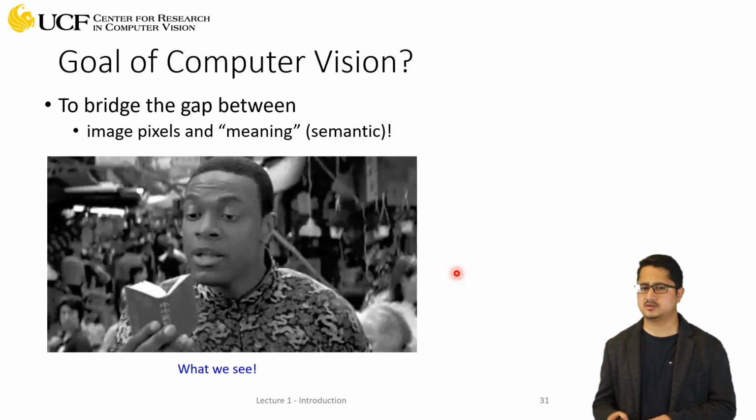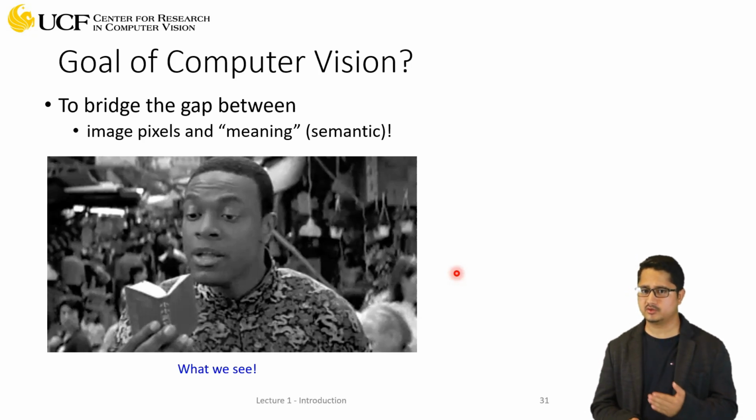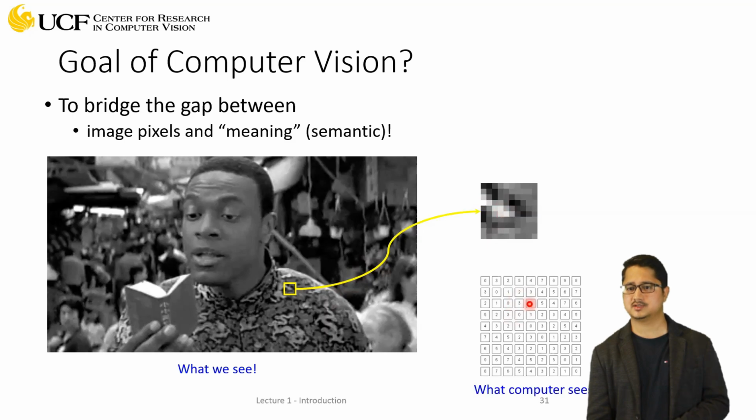Now, let's try to understand why it's so difficult. If you look at this image as a human, we can easily see that there's a person reading a book, and in the background as well, it seems like a crowded market area maybe. But let's try to understand what computers see in this image. If you just focus on this yellow portion here and zoom in on that, these numbers are what the computer sees when this image is being processed. And that's what makes it very difficult, because even as humans, if we try to interpret what these numbers are, it's quite difficult for us.